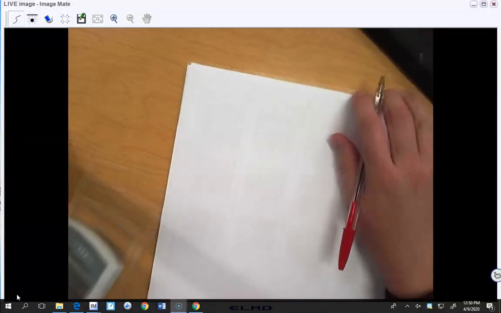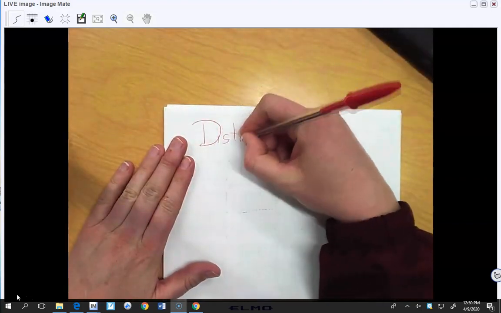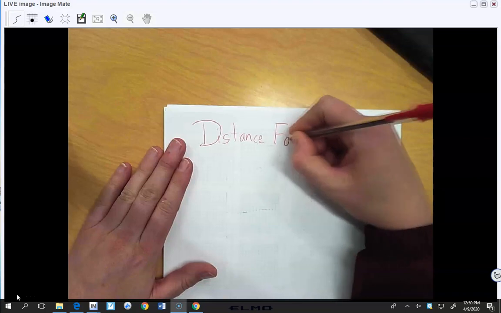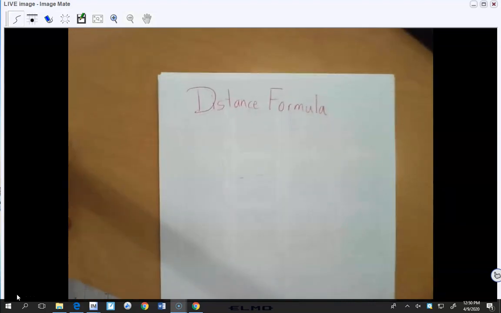Today we are going to learn the distance formula. There are two ways to do the distance formula. I'm going to start with the basic one, and then I'll show you my favorite shortcut with it, but I would recommend learning the formula rule as well.